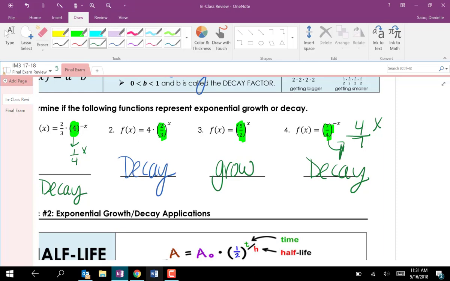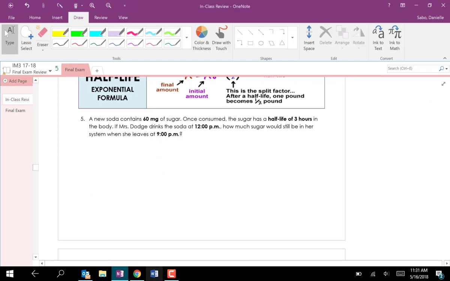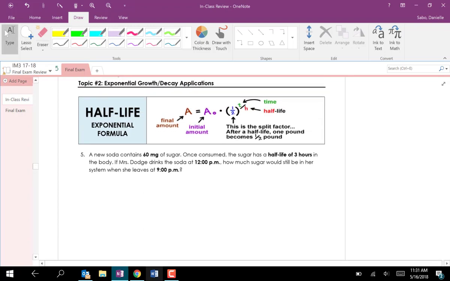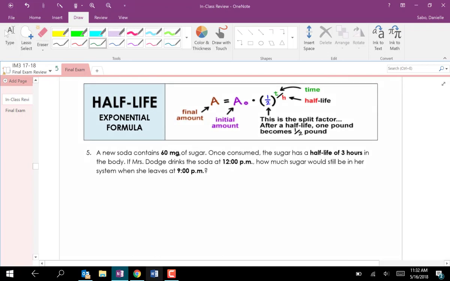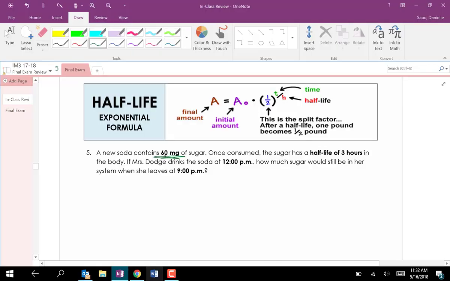All right, half-life. So this is when we did fun things in regards to applications. Half-life is when we talked about drugs and how they can decay in your body and that kind of thing. Caffeine, alcohol, things like that. So a new soda contains 60 milligrams of sugar. That's your initial amount.